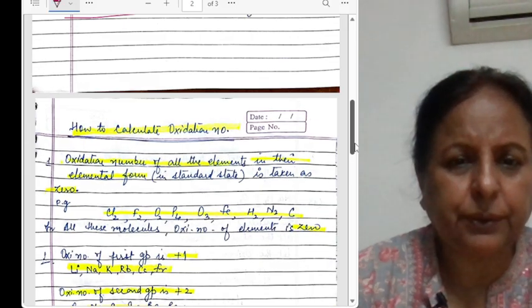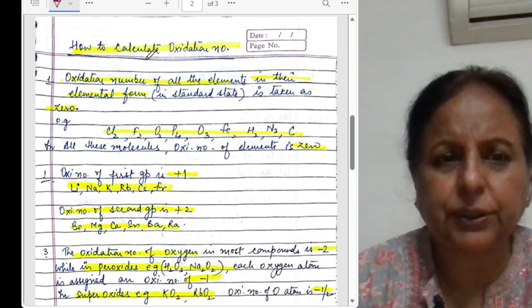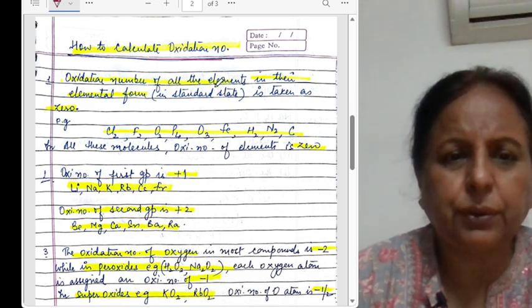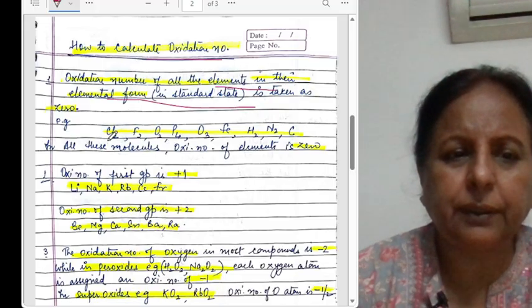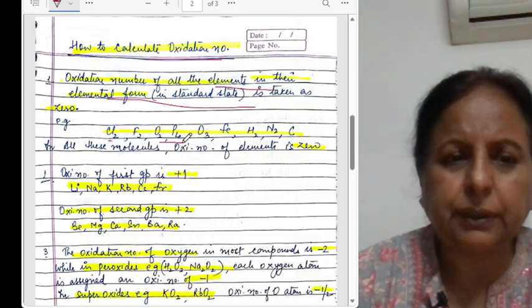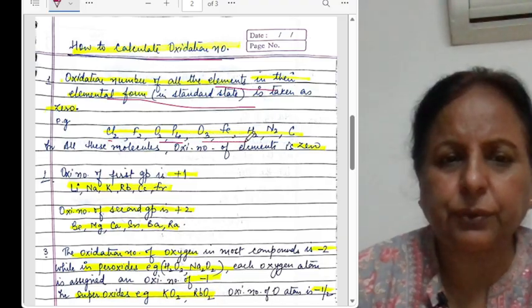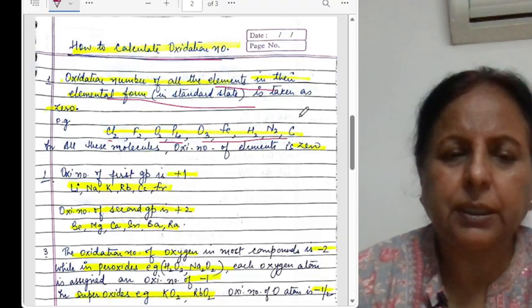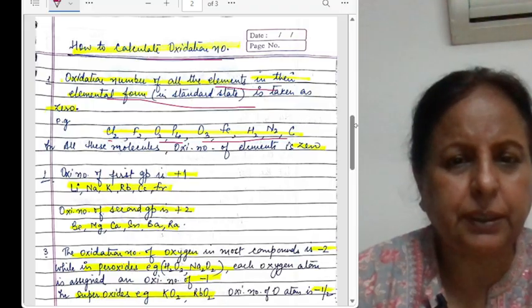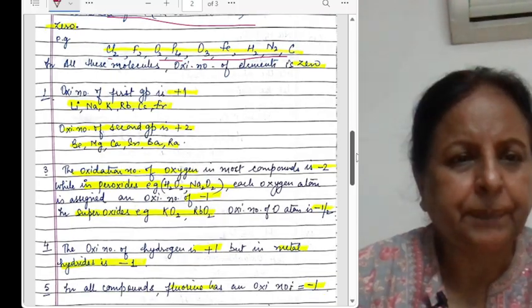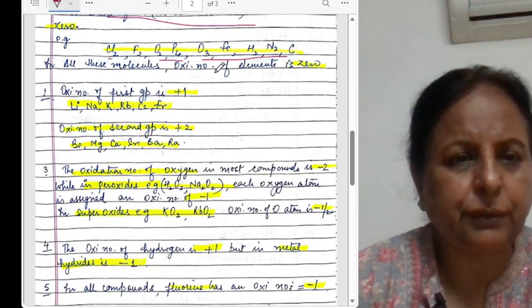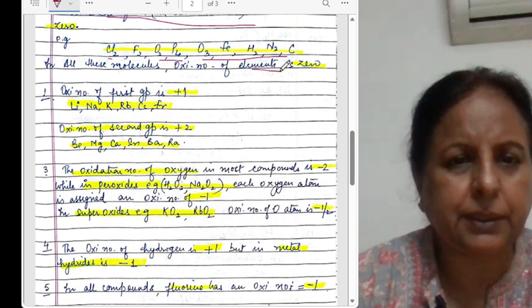Now देखो, how to calculate oxidation number. Oxidation number of all the elements in their elemental form is taken as 0. जो स्टैंडर्ड स्टेट में होते हैं, like chlorine, fluorine, as it is they are found in nature in this form, so all of these species' oxidation number is 0, right. Elemental form में, standard form में जो भी species present होती हैं उनके oxidation number है 0. All of these molecules, oxidation number of elements is 0.